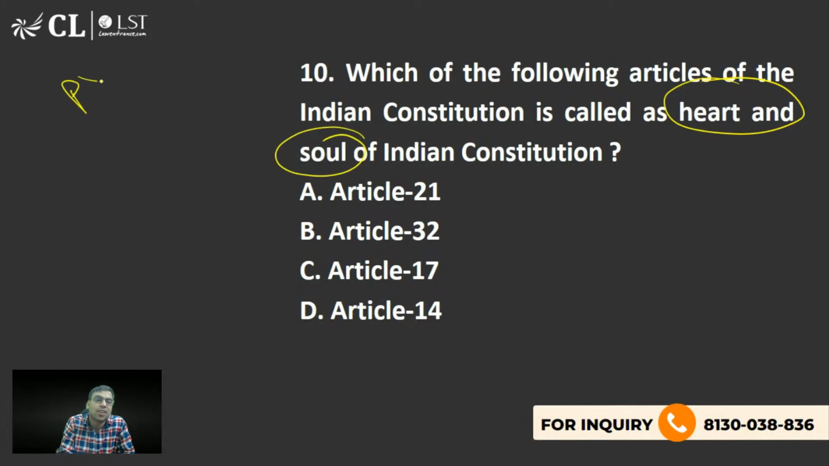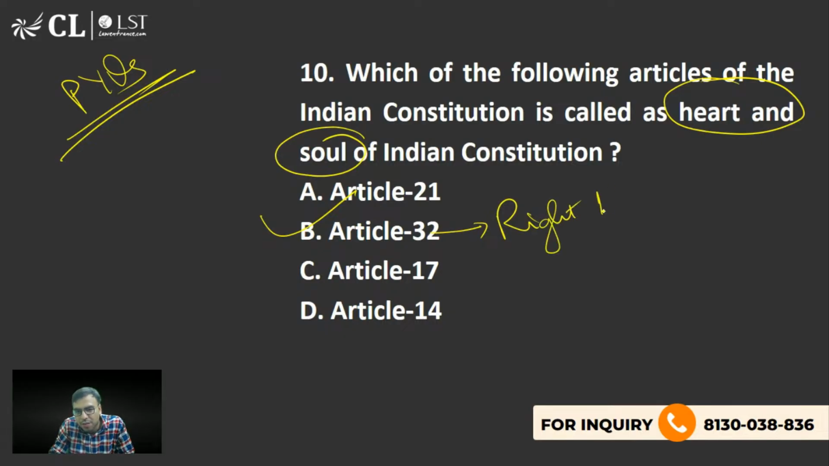These are PYQs of different exams. Heart and soul of the Indian Constitution. Article 21, 32, 17, 14. What is the right answer? And why? Yes, Dharini and Krishi Sachdeva, you both are right. Right to constitutional remedies.